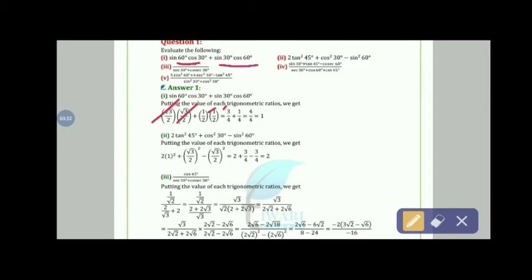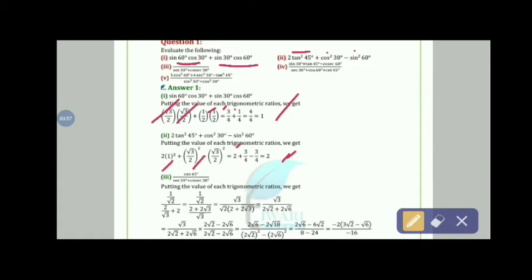So on solving this, root 3 into root 3 is 3 and 2 into 2 is 4. So this is 3 over 4 plus 1 upon 4, which means 4 upon 4, that is 1, is the answer. Then the second is 2 tan square 45 degree plus cos square 30 degree minus sin square 60. Putting the values, we have 2 into 1 square plus root 3 upon 2 whole square minus root 3 over 2 whole square, which is equal to 2 plus 3 upon 4 minus 3 upon 4, which is equal to 2. 2 is the answer of this.